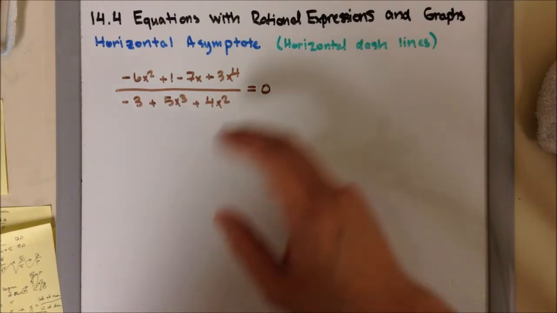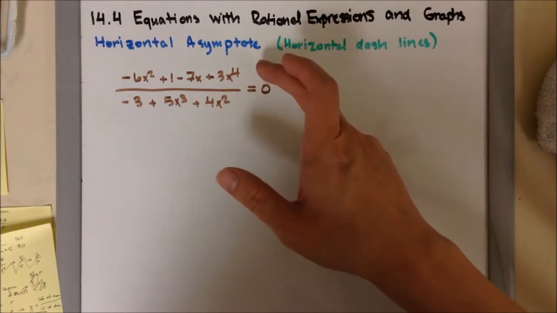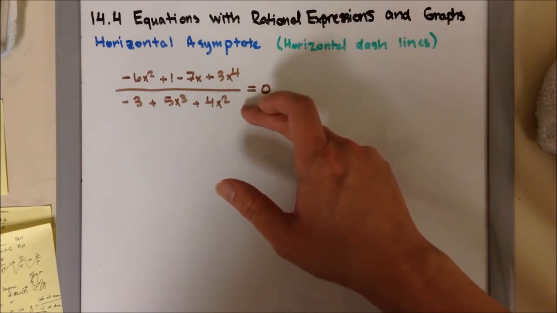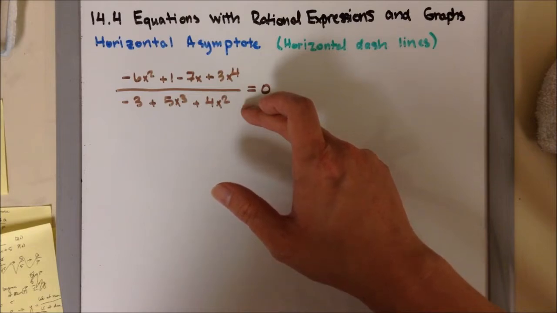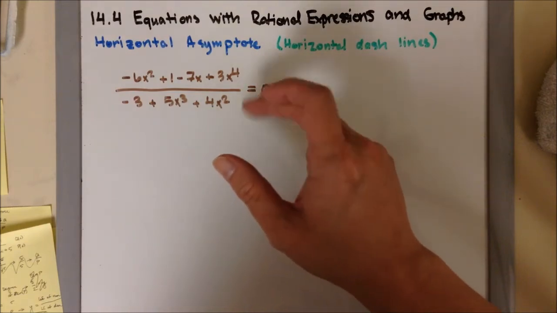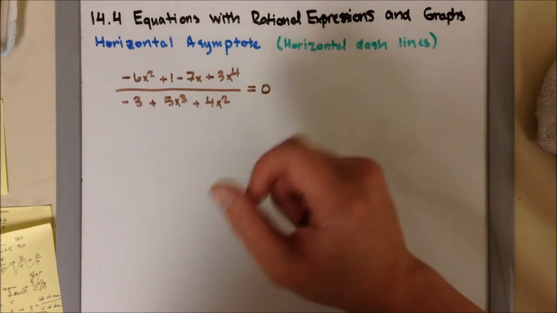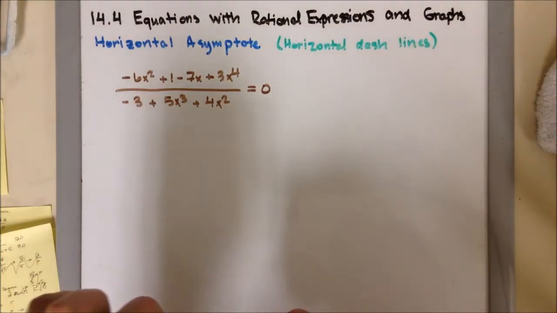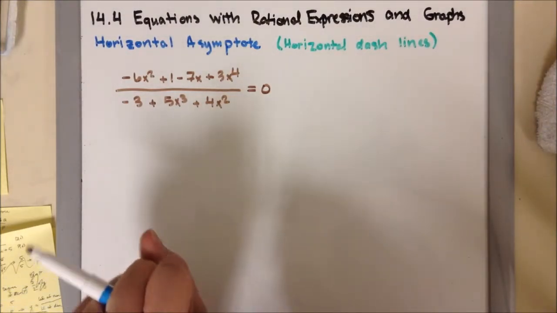In this example, in my numerator I have negative 6x squared plus 1 minus 7x plus 3x to the 4th power. In the denominator, I have negative 3 plus 5x to the 3rd power plus 4x squared. So just like the last example, both expressions are not in standard form, meaning that they're not in order. But again, we should be able to identify the exponents, the degree, highest exponent.